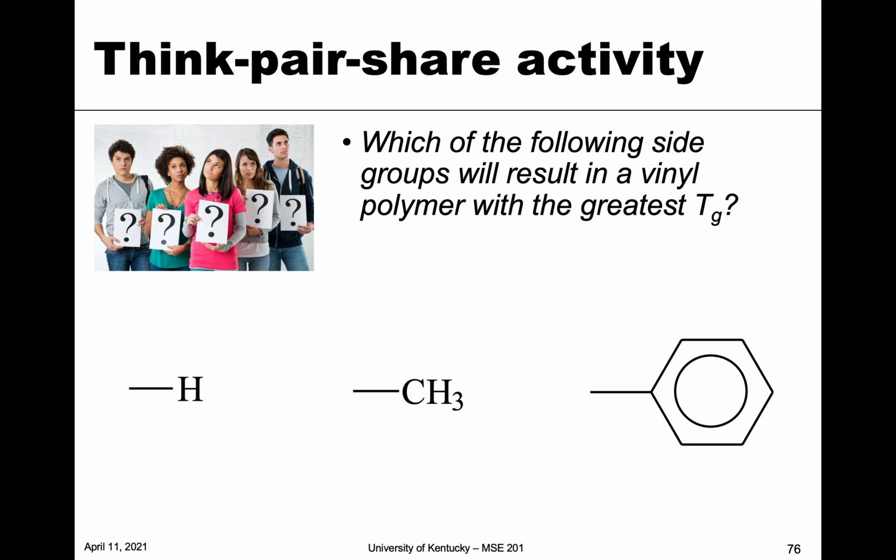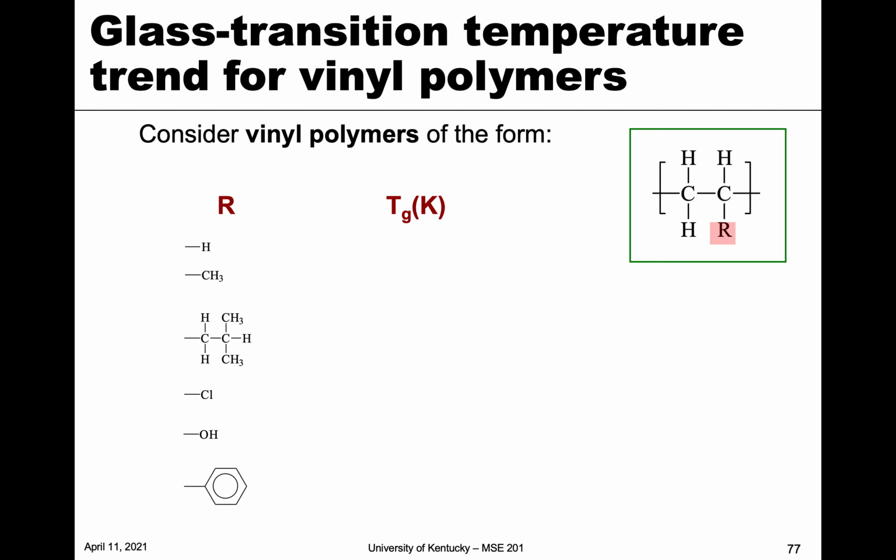All right, so let's go ahead and look at the connection between vinyl polymers and their side groups and look at how that affects Tg. So on this next slide, we've got a list of various Rs, right? So the side group for a vinyl polymer. And we want to look at the Tg. So the simplest thing we can have is H, right? That would give us polyethylene if we plug that into here.